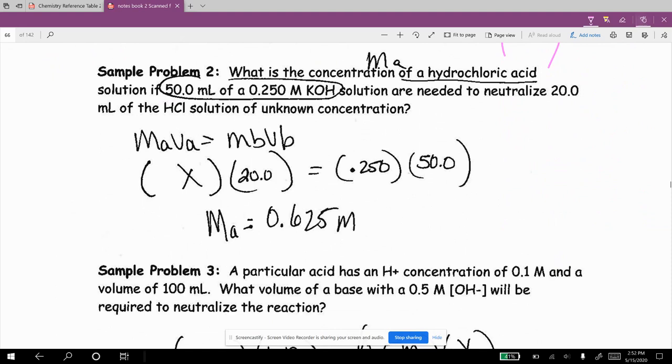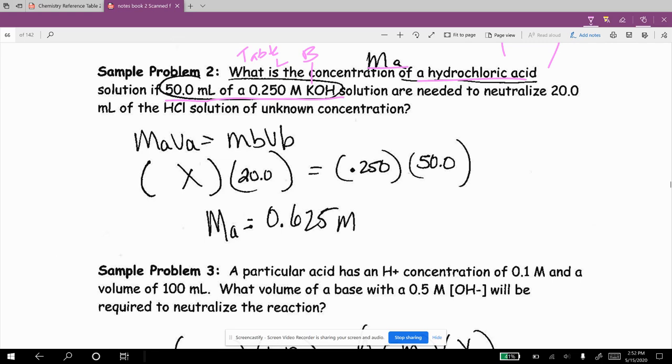Okay, so what is the concentration of hydrochloric acid? That's the molarity of the acid. And I have 50 milliliters of 0.250 KOH. What is KOH? It is a base. How do I know it is a base? It is listed on Table L, right? You've got to be using Table K and L. If you're stuck on a question, match words, formulas, numbers to anything in your reference tables.